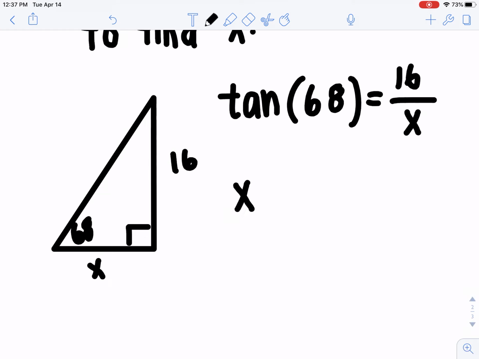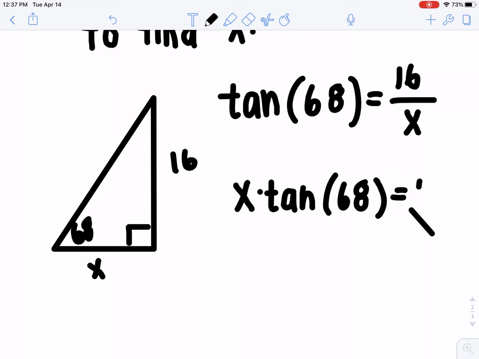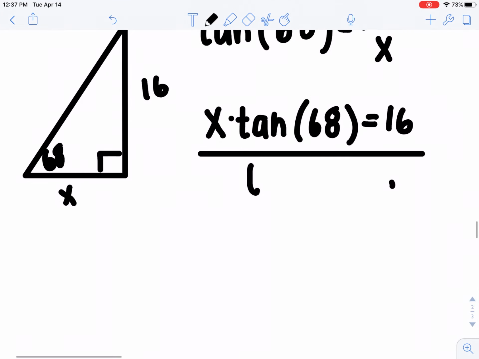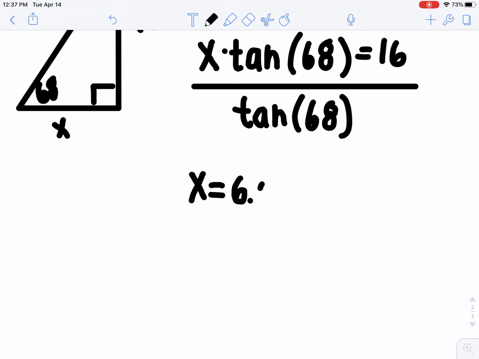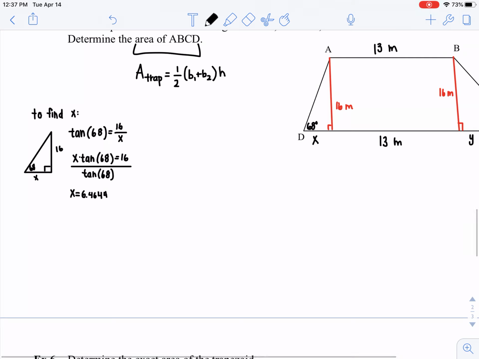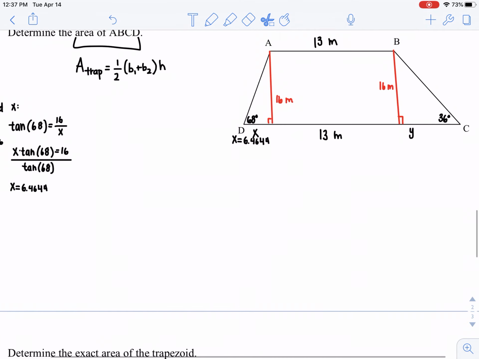So now, once we simplify, we have x times tangent of 68 equals 16. We need to get that x by itself, so then we'll divide both sides by tangent of 68. And we get that x equals 6.4644. Awesome, so we can add that in here. We know this distance. Now we need to figure out y.